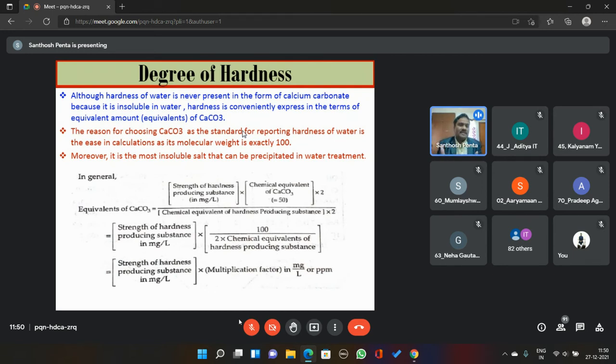Then after that, we have to calculate the strength. How are we calculating the strength, and at the same time expressing that particular calcium bicarbonate hardness in equivalents of calcium carbonate? How do we convert to calcium carbonate equivalents? The normality of the water sample should be multiplied by the equivalent weight of calcium carbonate and by 1000.